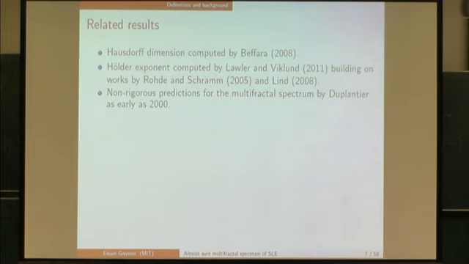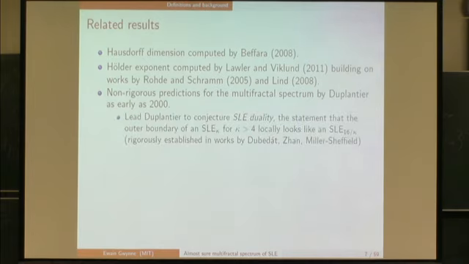In regards to the multifractal spectrum itself, there have been non-rigorous predictions by Duplantier and others for the multifractal spectrum of SLE and for several related quantities. And kind of an interesting historical note is that these predictions are what originally led Duplantier to conjecture SLE duality, which is the statement that the outer boundary of an SLE kappa curve for kappa bigger than 4 locally looks like an SLE 16 over kappa curve. And this has since been rigorously established in various works by Dubédat, Zhan, and Miller and Sheffield.